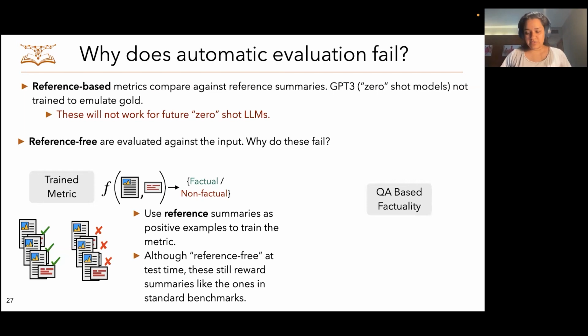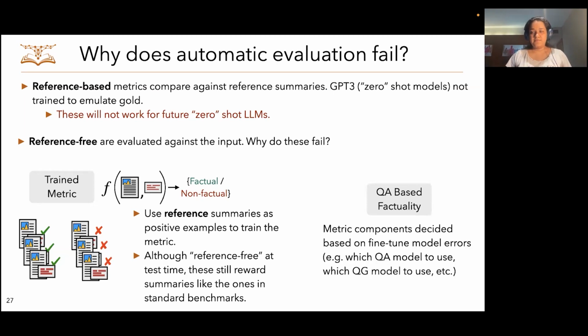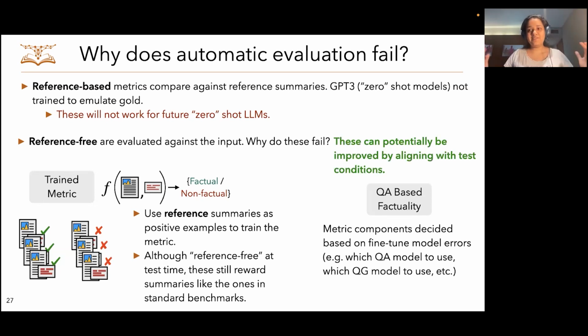If you look at QA-based factuality, on the other hand, we hypothesize that it fails because a lot of the metric components that were decided, which QA model to use, which QG model to use, how to do the matching between the two answers, all of these design decisions were made and evaluated on fine-tuned models. And this did not transfer to GPT-3 summaries. So my overall feeling is that the reference-free summarization setup is more promising, and this is the setup that can potentially be improved by aligning with the test conditions in future work.